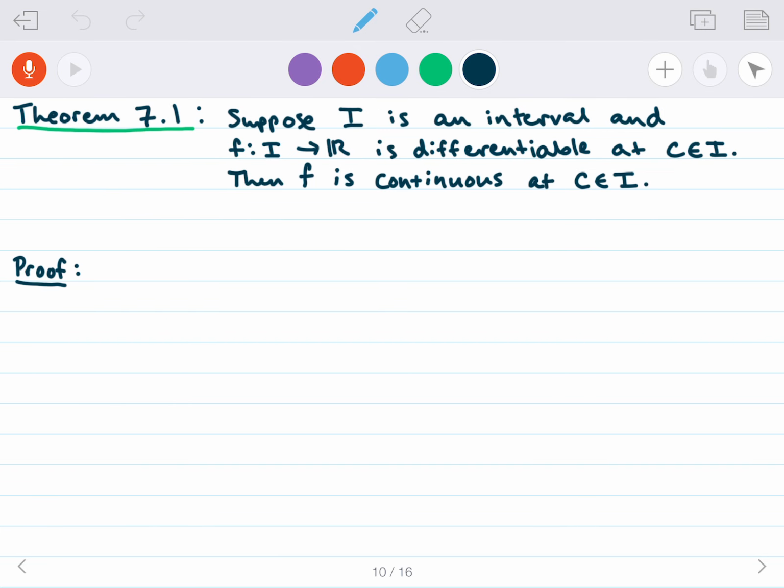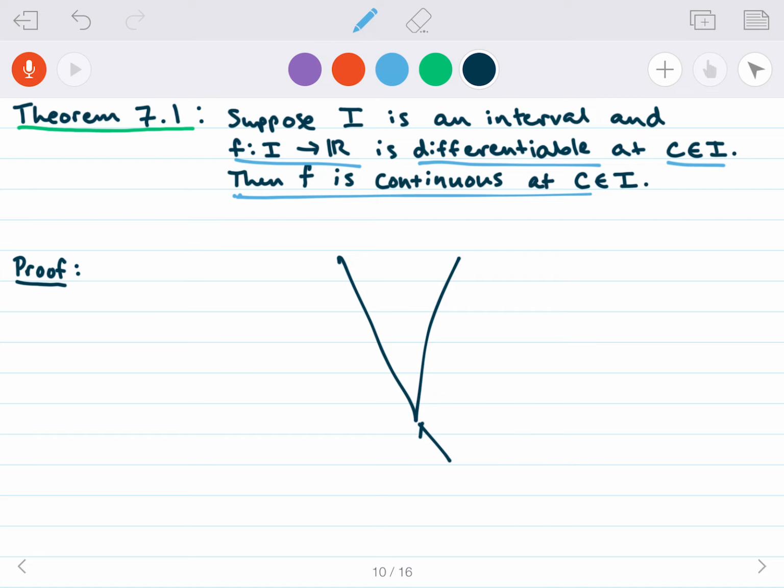Okay, let's look at a theorem here. Suppose that I is an interval and we have a function from I to R. It's differentiable at c in the interval I, and we claim that this implies that f is continuous. Now the other way doesn't hold true. If a function is continuous, it is not necessarily differentiable, as we know from our absolute value function. If we have a cusp anywhere, it is not differentiable at that point, but the absolute value function is continuous. So the converse does not hold in general.